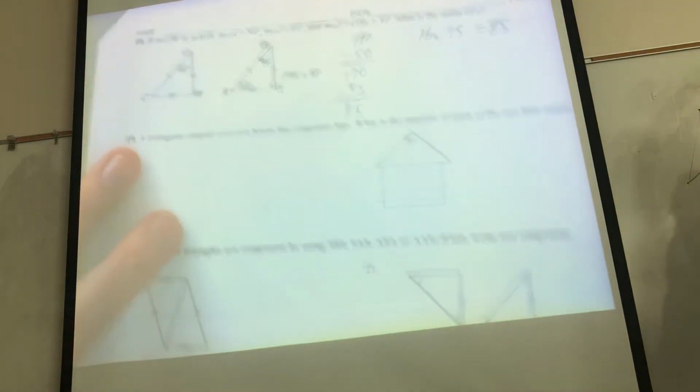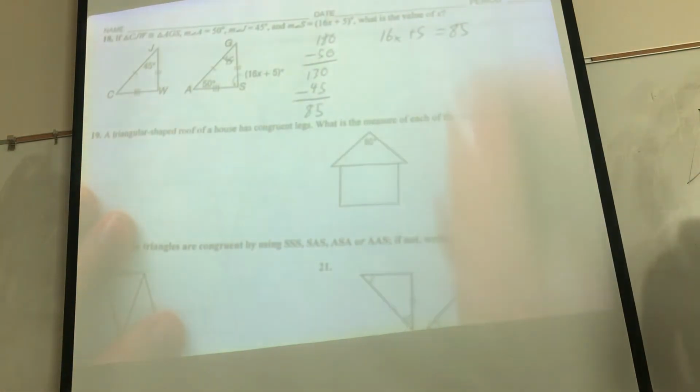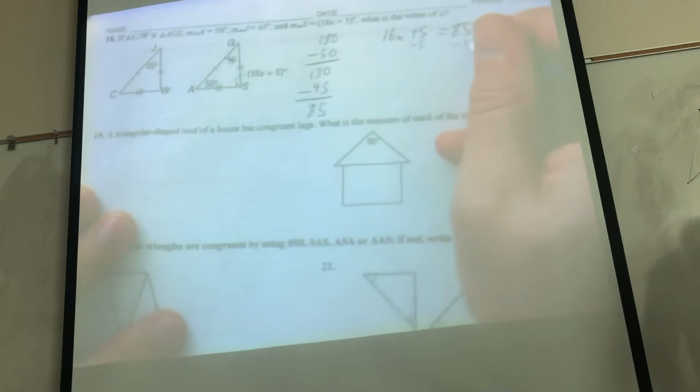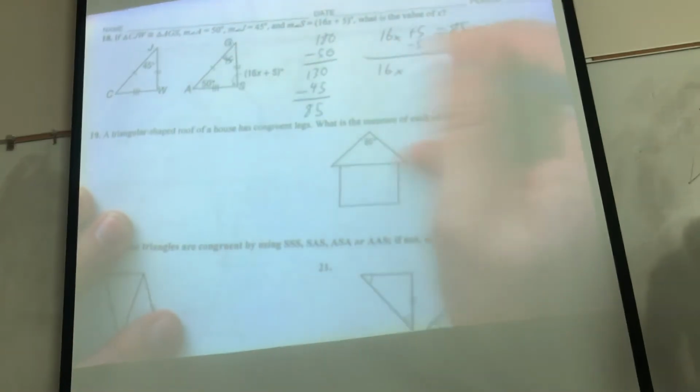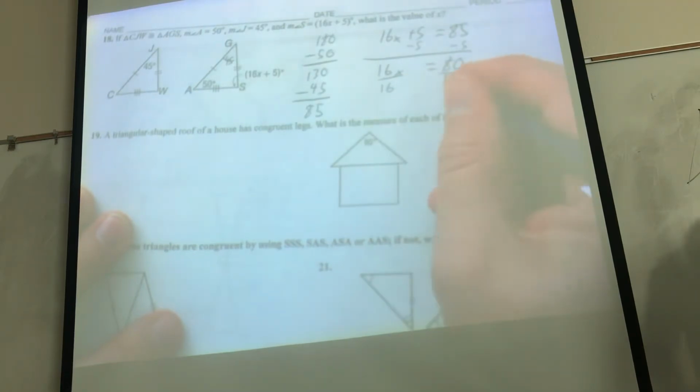There was one like this on the paper from last week, Friday. I subtract 5, that's 16x is equal to 80. So I divide by 16, x is equal to 5.